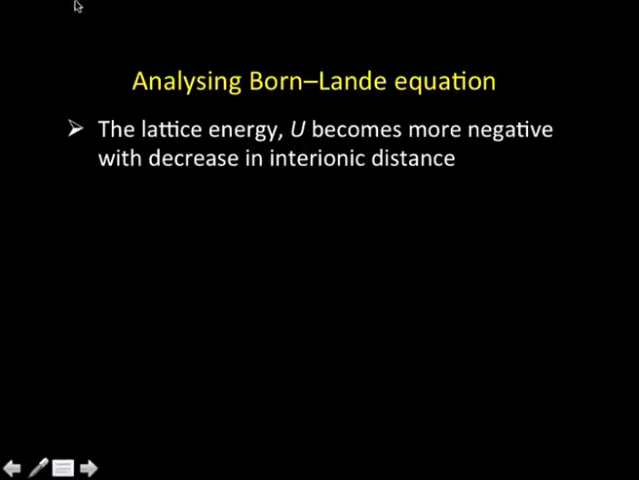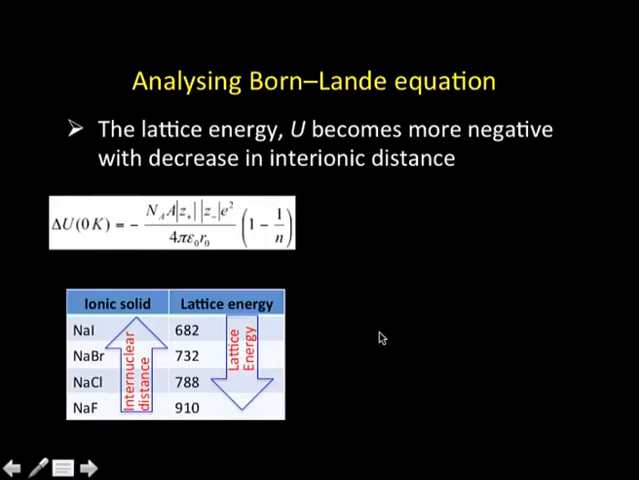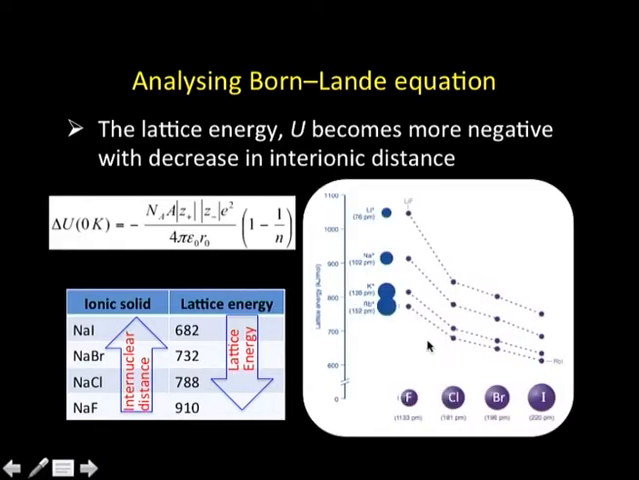Now, if we analyze this Born-Landé equation that we got right now, we find that the lattice energy becomes more negative with the decrease in the interionic distance that we discussed earlier also. And we can show this here by the data, that is, if we look at the following set of ionic solids, that is sodium iodide, sodium bromide, sodium chloride, sodium fluoride. What you find is, as we move from sodium fluoride to sodium iodide, the interionic distance is increasing here. And if you see the corresponding lattice energy, it is changing in the opposite direction. So, there is an inverse relationship between the interionic distance and the lattice energy. This graphic also shows that clearly.